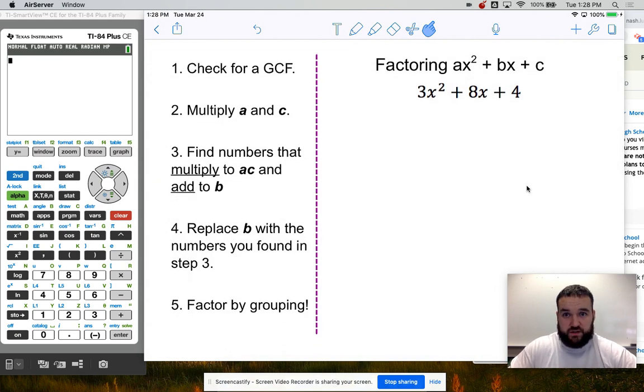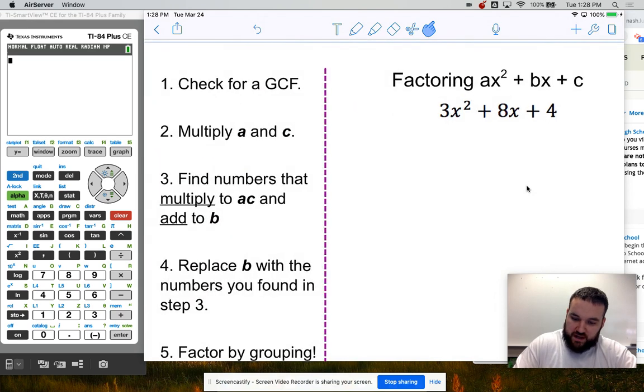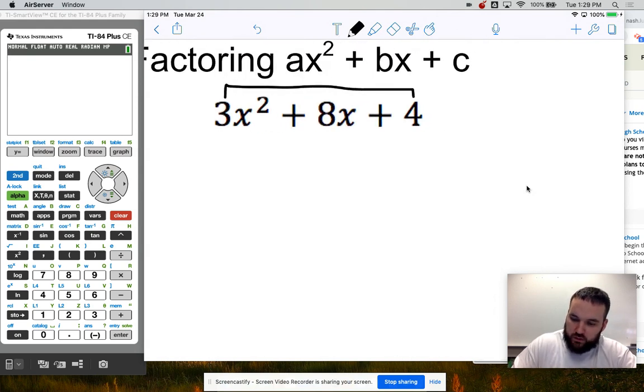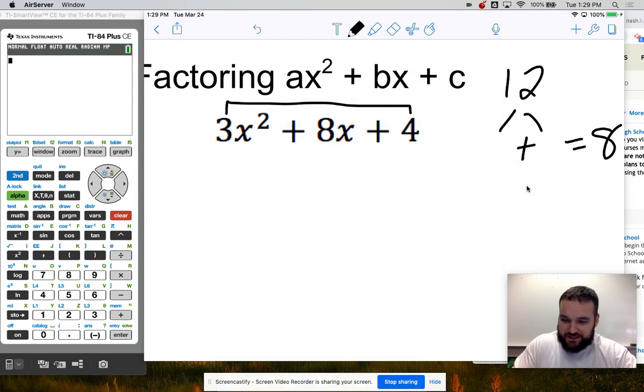So let's look at another example quick. 3x squared plus 8x plus 4. I see a 3 in front, but 3 cannot divide either of those numbers, so I know there is no GCF. I'm now going to multiply A and C together. So I'm going to multiply 3 and 4. So 3 times 4 is 12, and that's the number that goes up top of my factor tree. I need numbers that multiply to 12 but add up to 8.